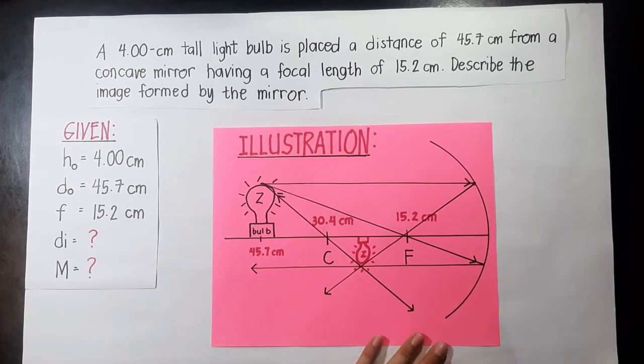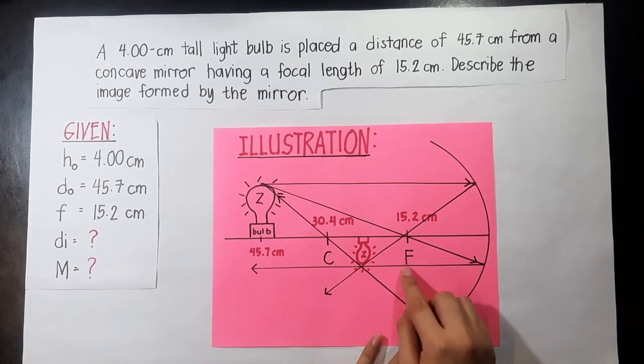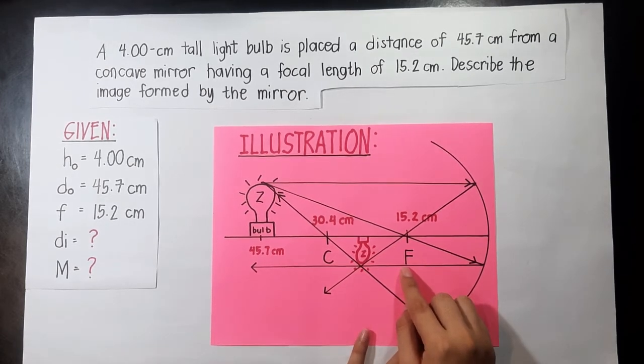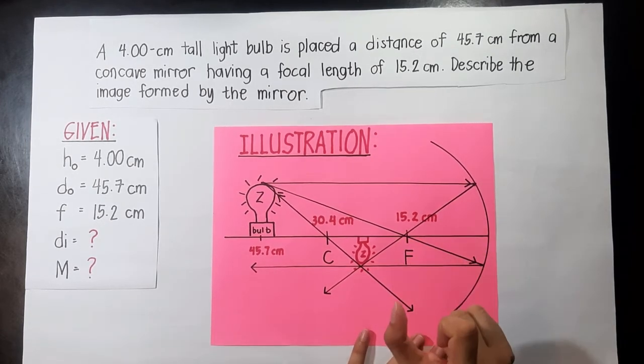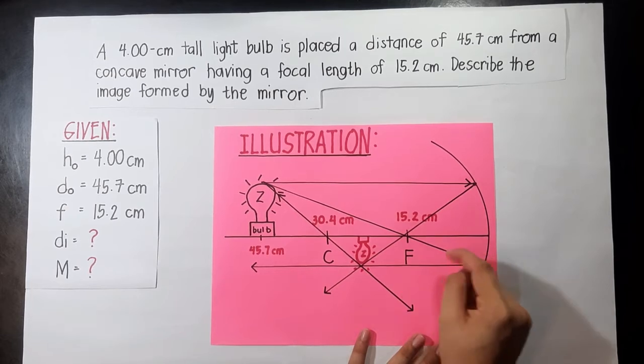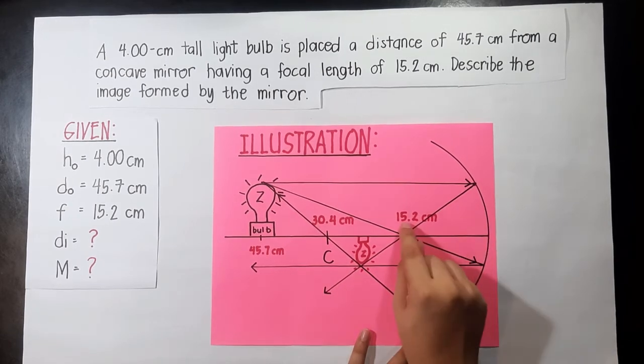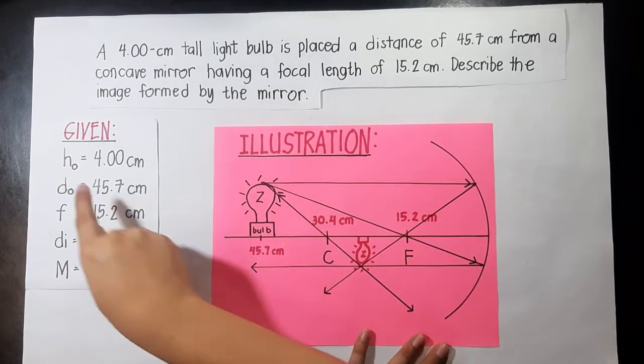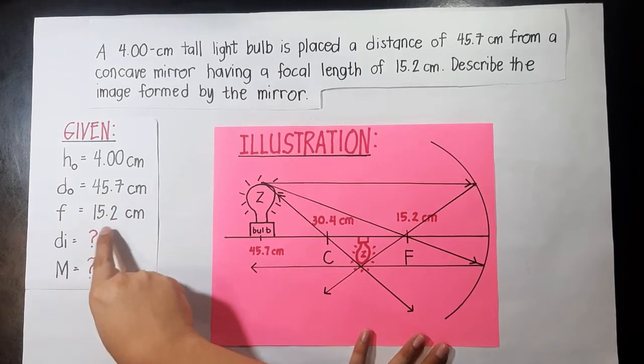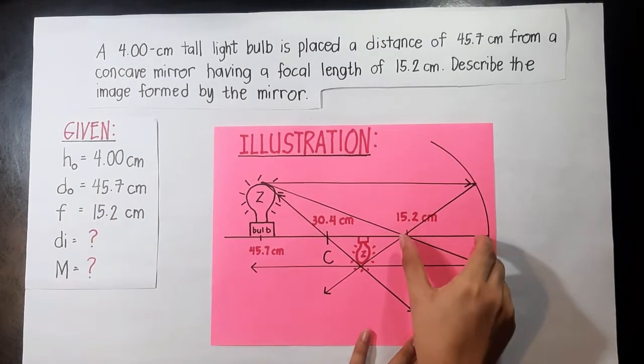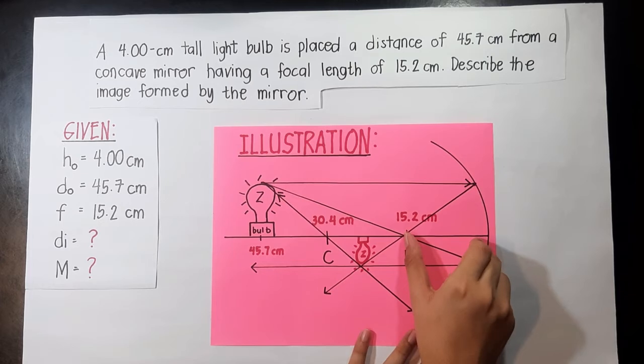So ano tong F and C na to na tinatawag? For F, that is the focal point. Gaano kalayo yung focal point? That is the focal length. So gaano kalayo siya? That is 15.2 cm based on our given. That is 15.2 cm. Ganon kalayo yung focal length natin with respect to the concave mirror.